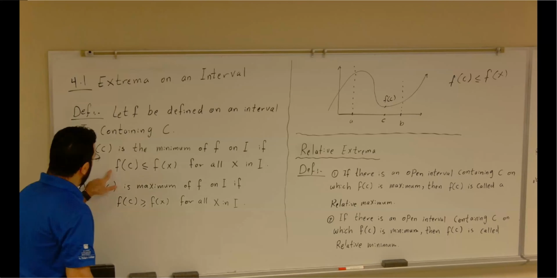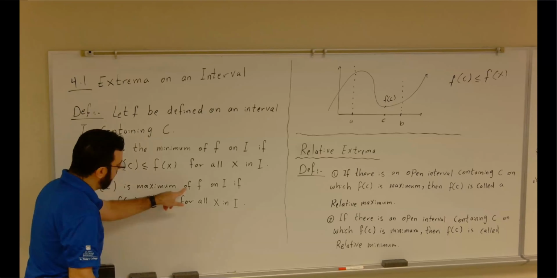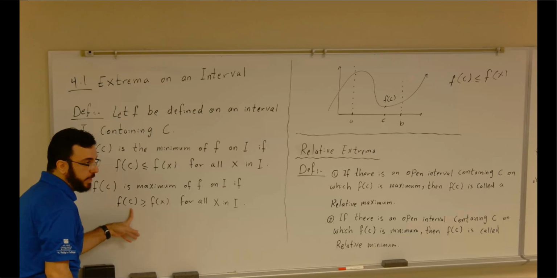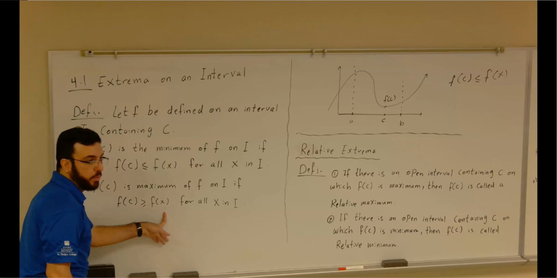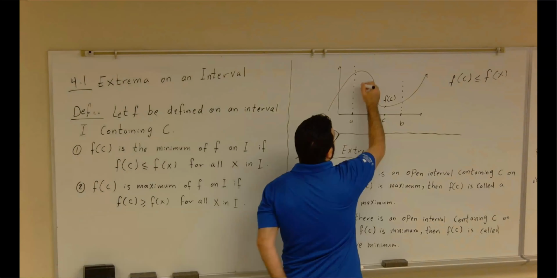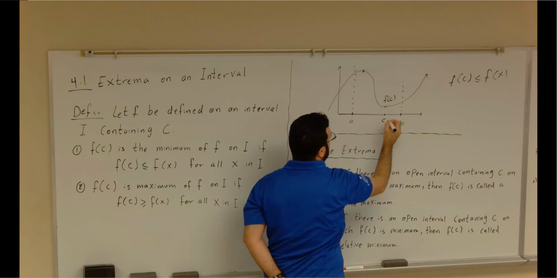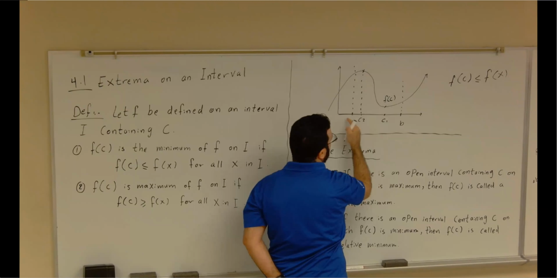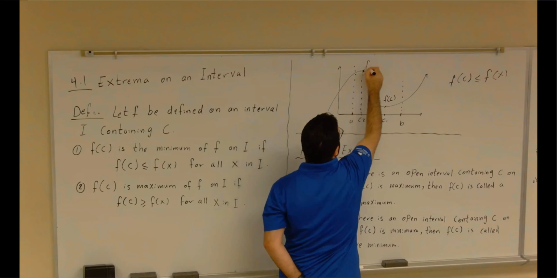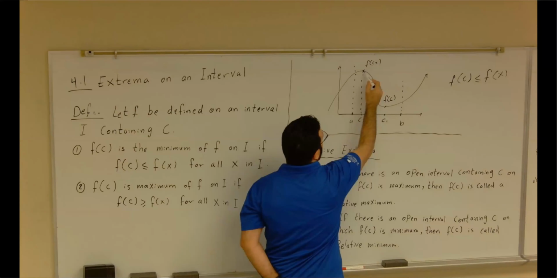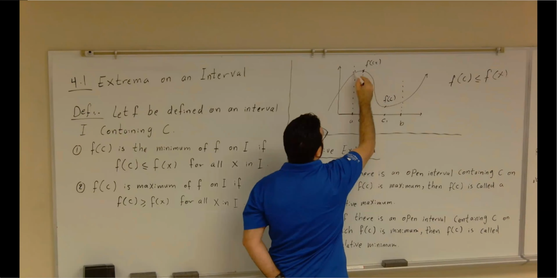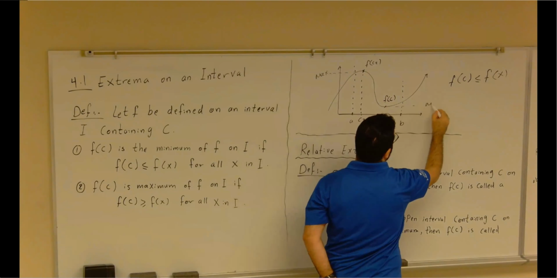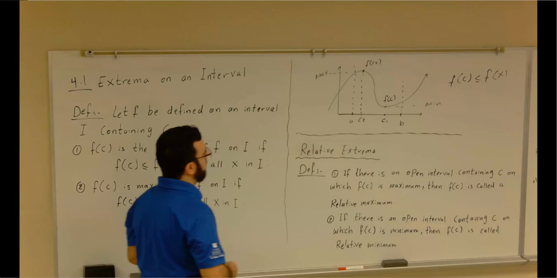Now let's check the second one. f(c) is the maximum of f on the interval I if the y coordinate for this point C is greater than all the y coordinates for other points. For example, this one. Now, let's say this is C1 and this is C2. So C2 between A and B, this is f(c2), which is the maximum point here. That means this one is called the max. So you just have to know the max and minimum.